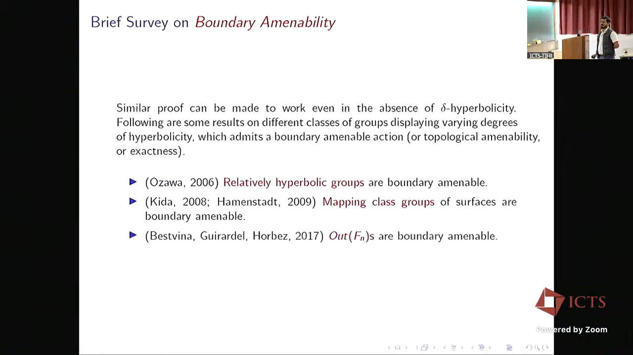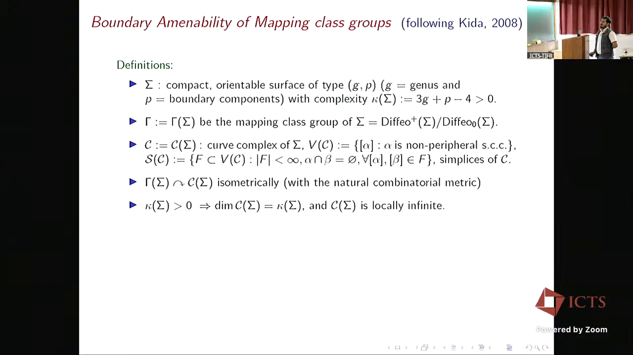And also recently, Bestvina, Guirardel, and Horbez proved that Out(F_n) is boundary amenable. Their proof follows the argument in Kida to a large extent. Okay, so boundary amenability of mapping class groups. I have recalled a few definitions which would be useful to talk about the outline of the proof of Kida. So these are compact orientable surfaces with complexity greater than 0.